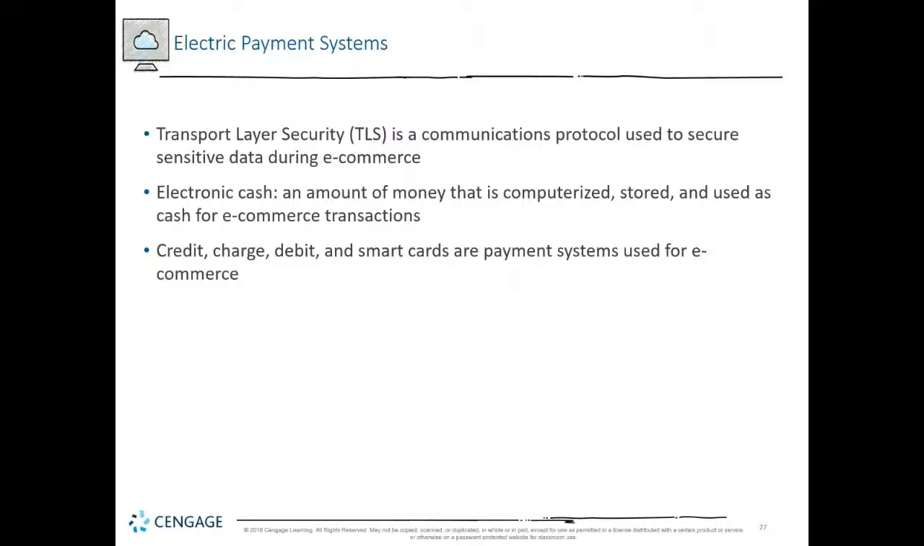Electronic payment systems. Transport Layer Security (TLS) is a communication protocol used to secure sensitive data during e-commerce. Electronic cash is an amount of money that is computerized, stored, and used as cash for e-commerce transactions. Credit, charge, debit, and smart cards are payment systems used in e-commerce.